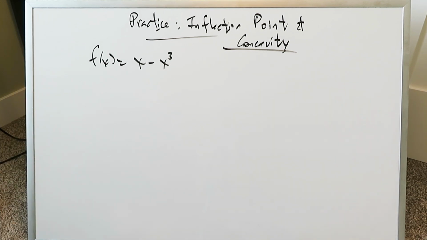Let's put what we've learned recently into practice. Inflection point and concavities. We have this function f of x is equal to x minus x cubed. We have to find the relevant concavities or any relevant local maxima, minima, and the inflection point.